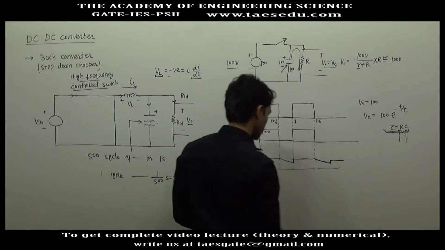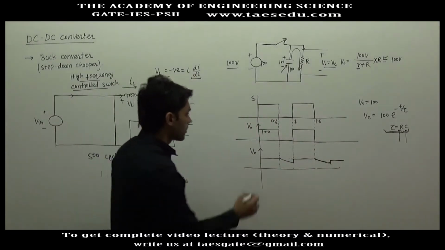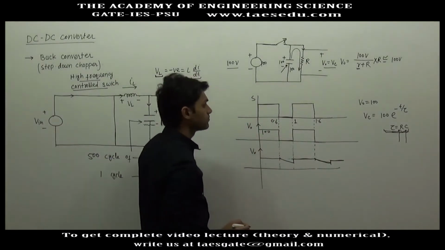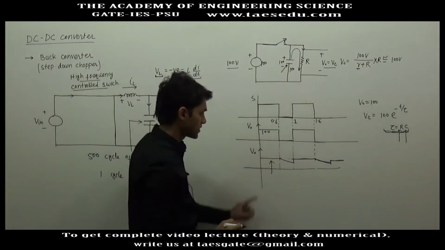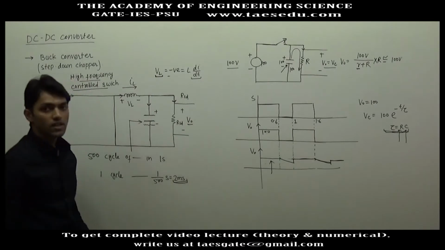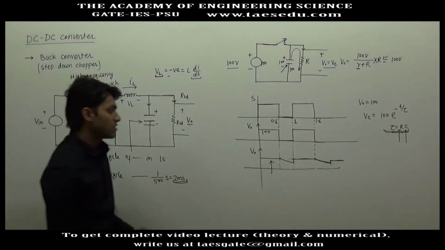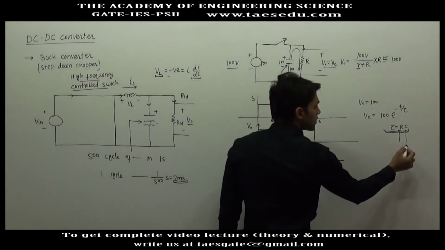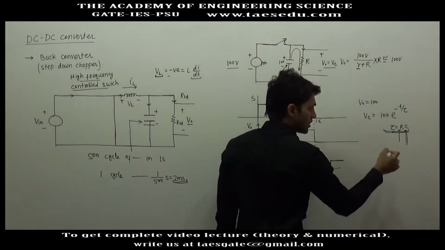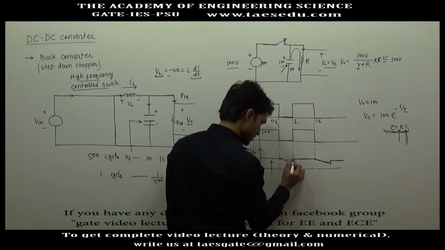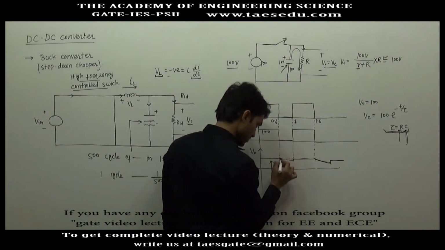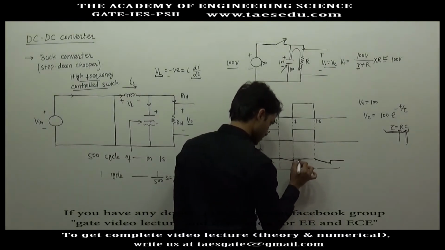Okay, now if you compare the output voltage with the previous case, the variation in the output voltage is very small, and this is desired. If you want even less variation, you will increase the value of capacitance, the time constant will increase, so the decrease in capacitor voltage will be even slower. You will get this type of graph.